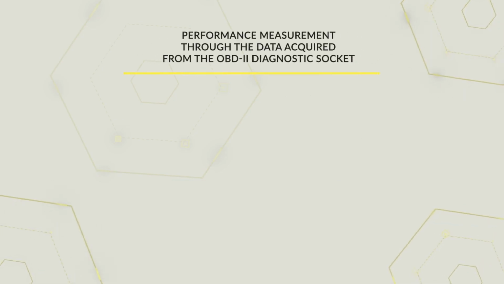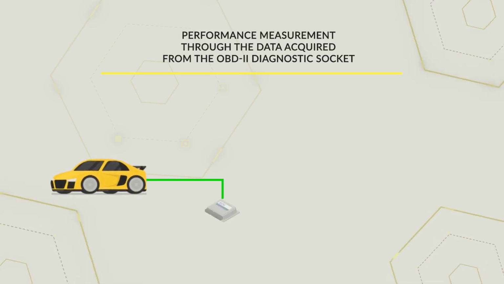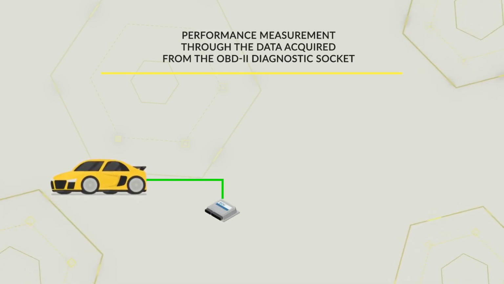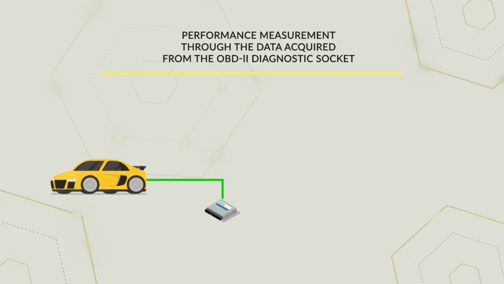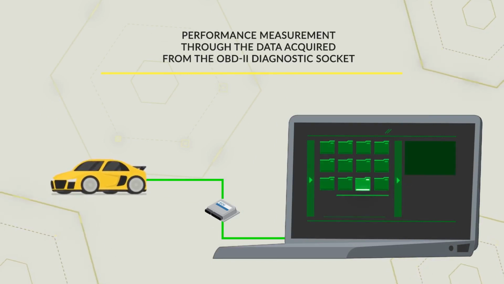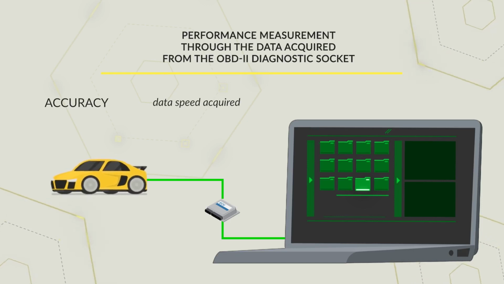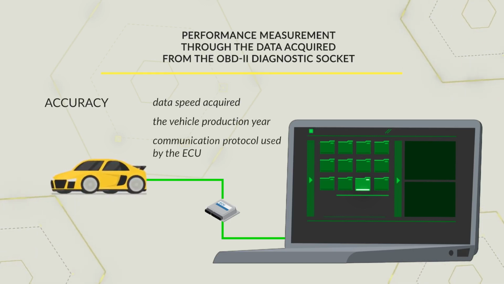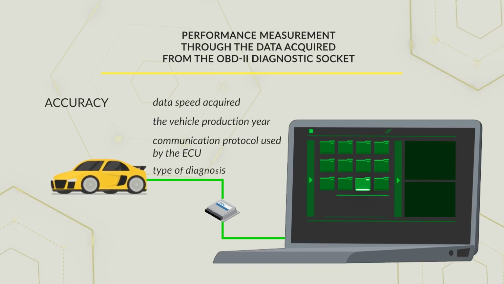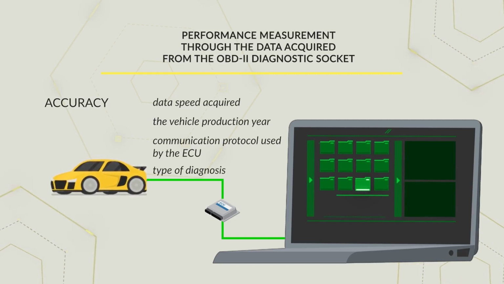Last, but important for all tuners, is the instrumentation used to calculate performance through the acquisition of values, measured by sensors or calculated by the control unit, and then made available through the diagnostic communication interface. It should be remembered that the accuracy, quantity and speed with which the data are acquired by the diagnostic socket strongly depend on the vehicle production year, the protocol used by the ECU manufacturer, and the type of diagnosis accessible by the OBD2 device used.